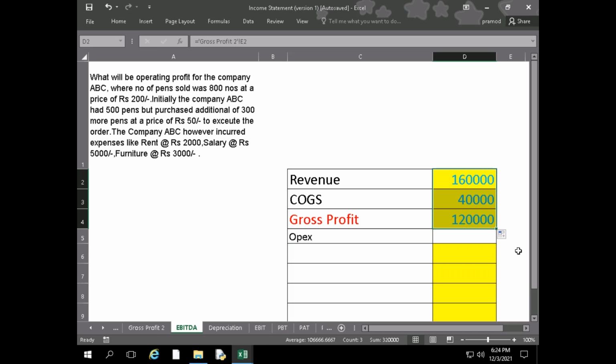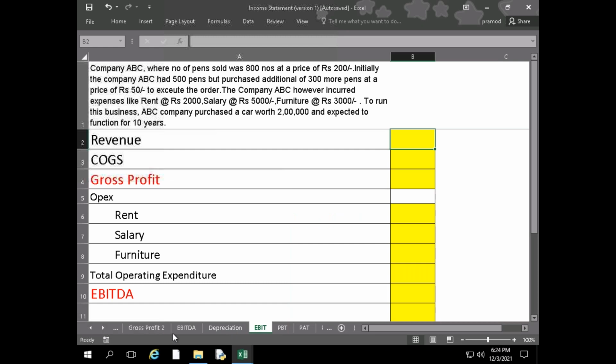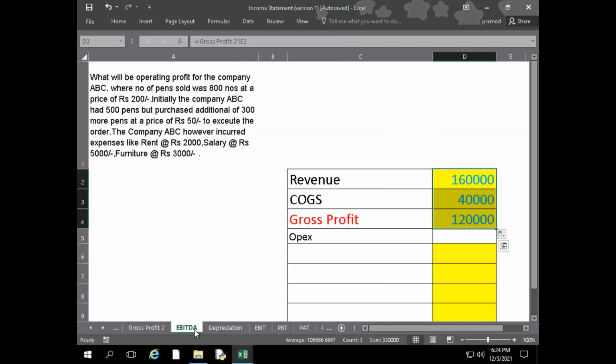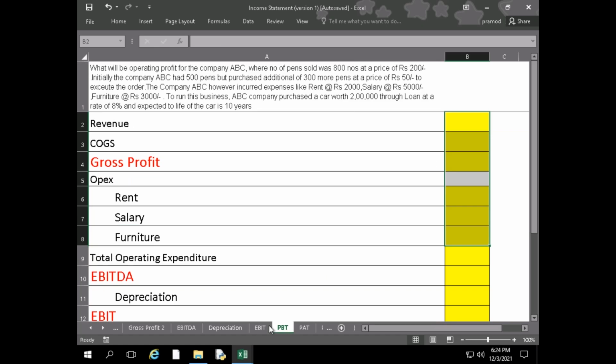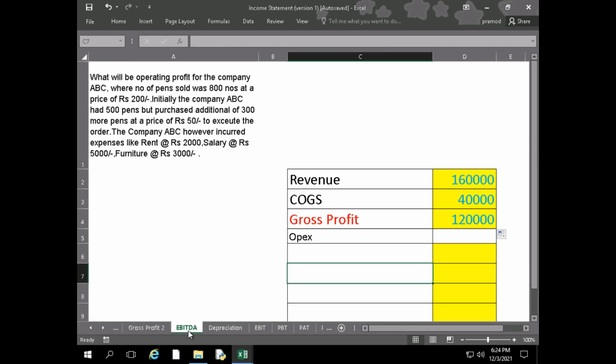Okay, sir. In EBITDA, for OPEX, I just calculated the whole amount, sir. No, in EBIT you should drag. So you see here rent, salary, furniture it is asking. If you drag, automatically the information will fetch here. Okay, so should I type here rent, salary, everything, sir? Type. Okay, sir.